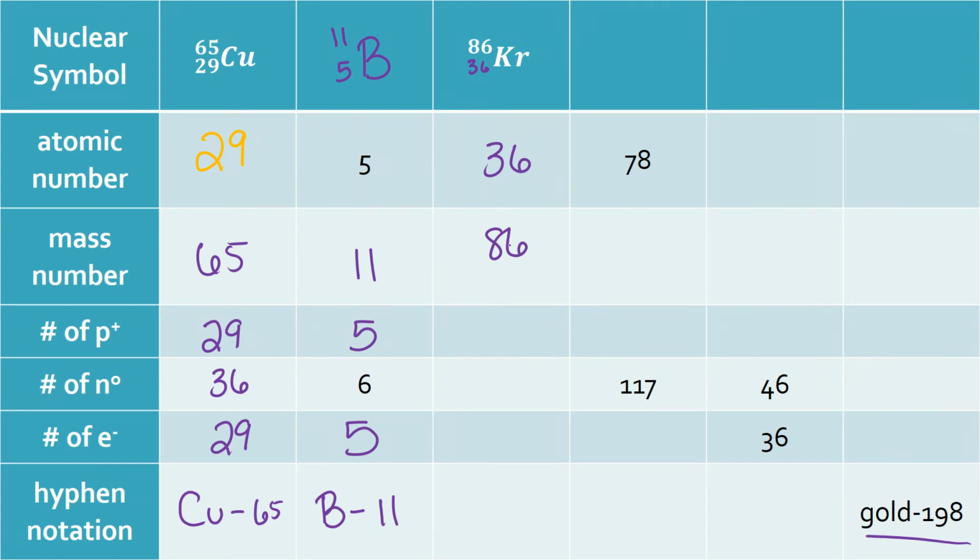From here on out, as you fill out the rest of this, you have 36 protons. Subtracting 36 from 86, you get 50. We have 36 electrons because of the 36 protons. And the symbol for krypton is Kr, hyphen 86. I would recommend that you take a minute now to pause the video and fill in the last 3.